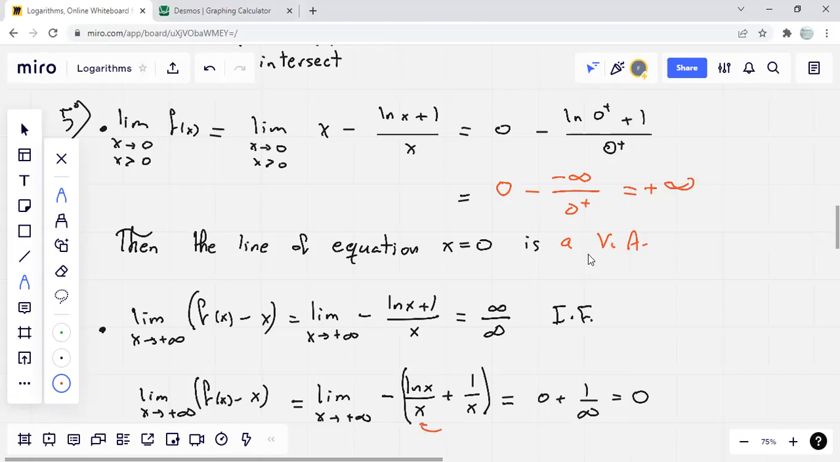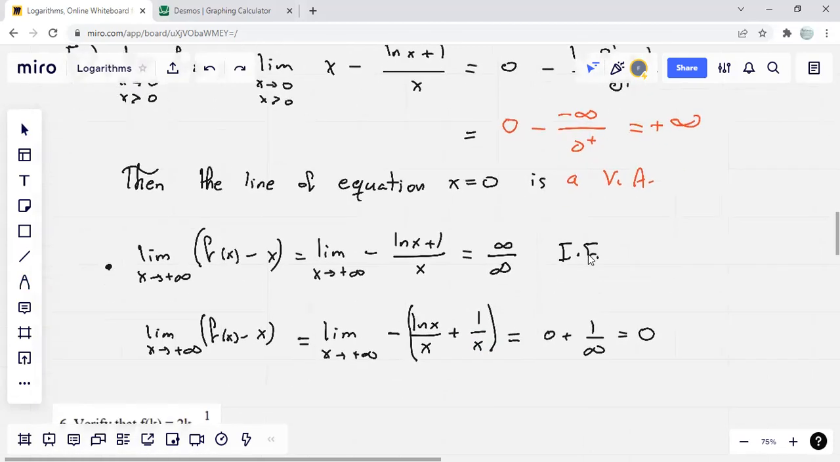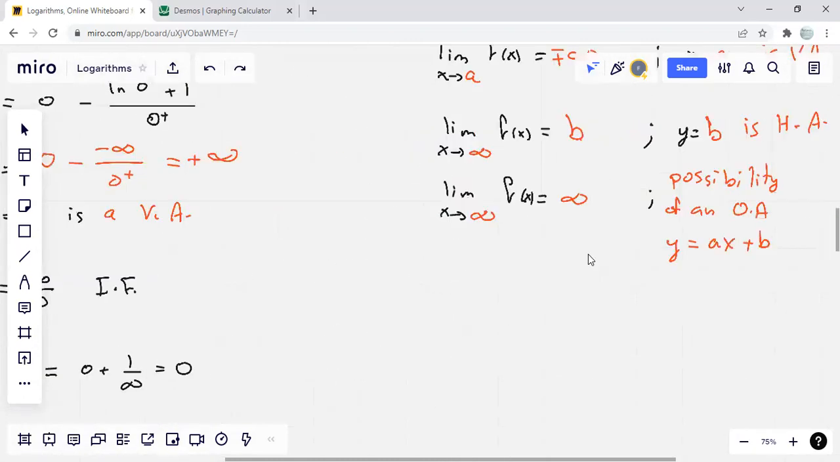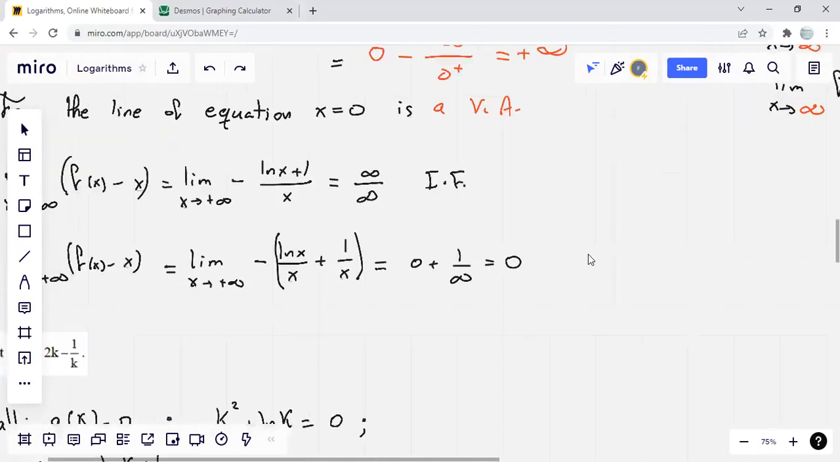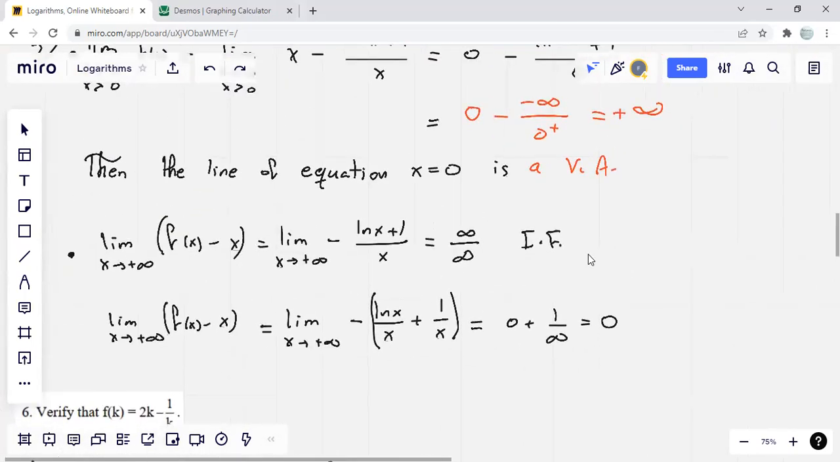But this one we took as a rule: it will come out 0, and 1 over infinity, here instead of x we put infinity, also gives us equal to 0. Okay, now we have to interpret this result. How do we interpret this result? As we said a moment ago, if we subtract f of x minus y and the answer is 0, it means this y is an oblique asymptote. So here we can interpret two results.